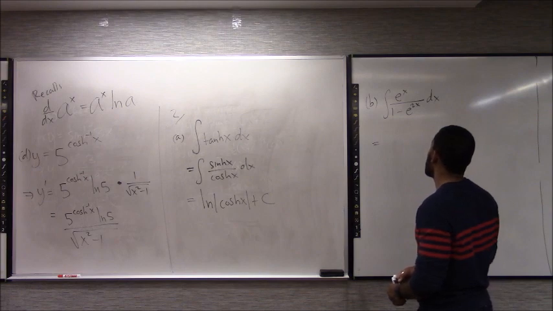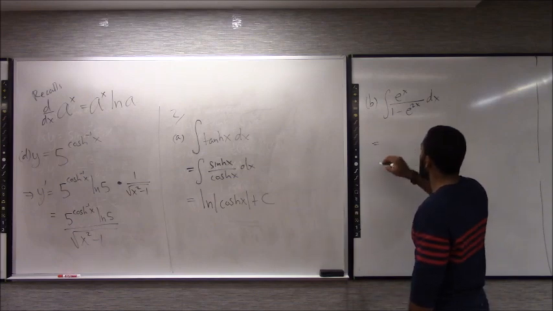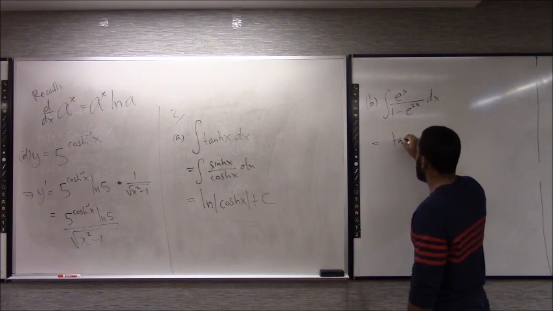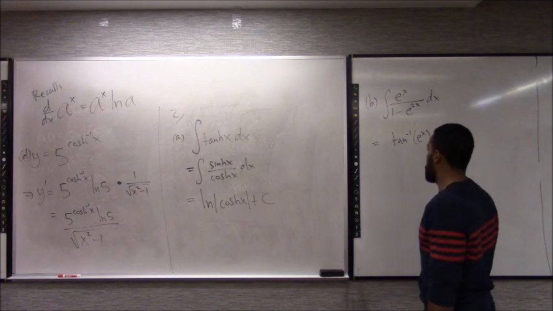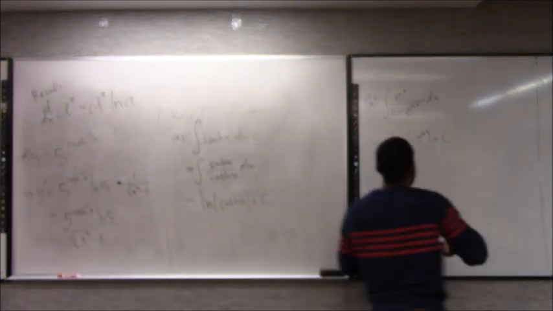Tanh of 1 minus e to the x. Well, not the 1 minus. I mean, that would just be tanh inverse of e to the x. Right, so basically what you would have done is a u substitution.